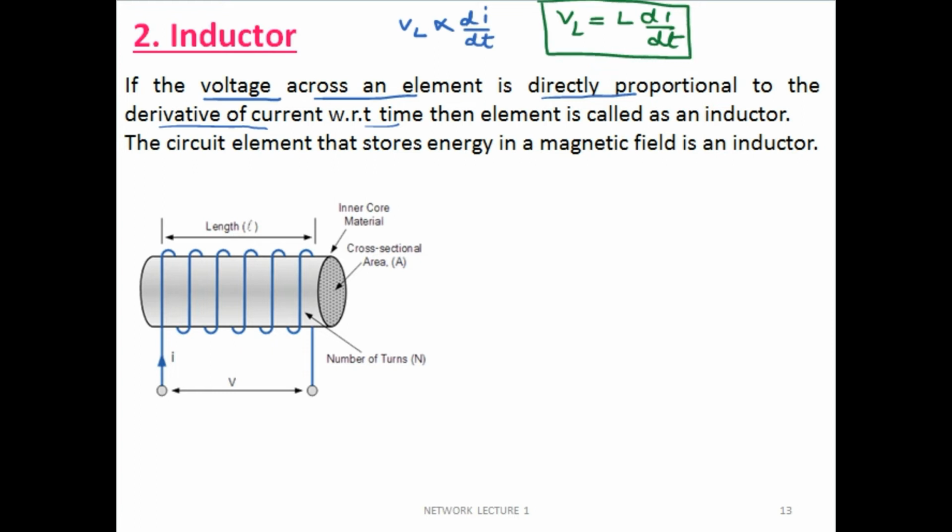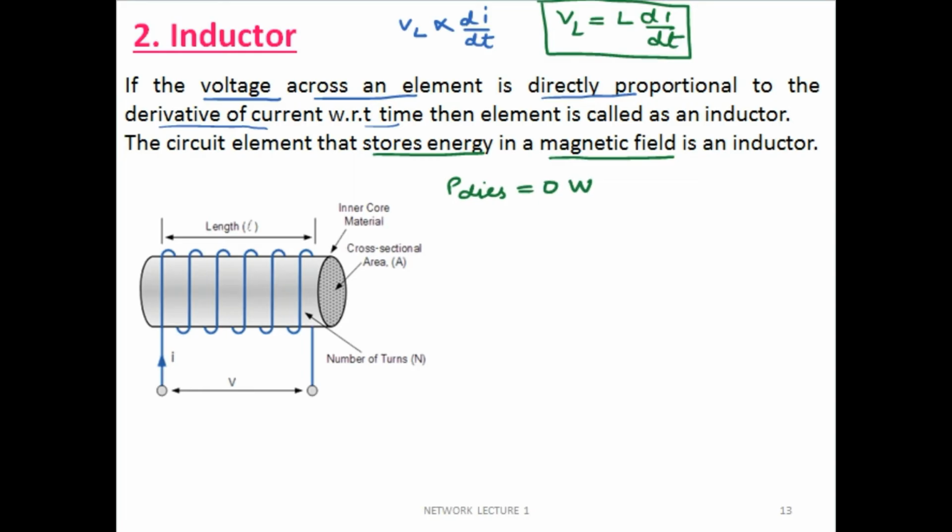Now the circuit element, the inductor, stores the energy in a magnetic field. Okay, so the inductor stores energy in the form of magnetic field. So the ideal inductor will have power dissipation of 0 watt.